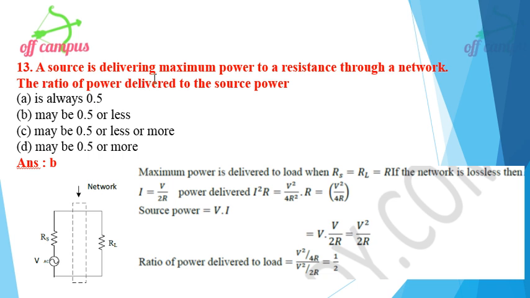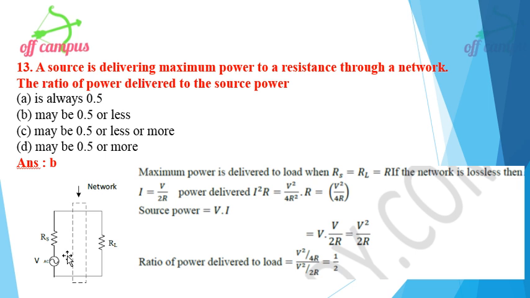A source is delivering maximum power to a resistance through a network. Okay, it delivers maximum power. Then the ratio of power delivered to the source power is always 0.5 or 0.4. Different options are given. Let's see how to solve this problem. So this is an AC circuit, RS and RL. This is a network. The network may be anything.